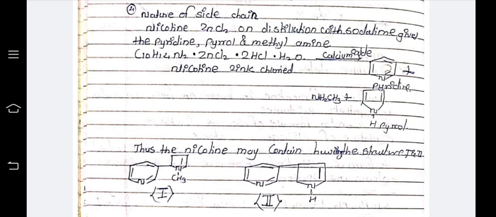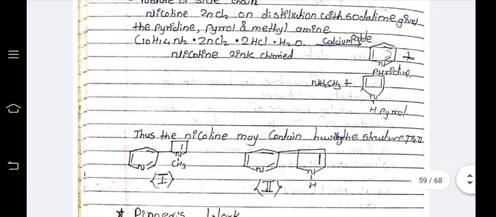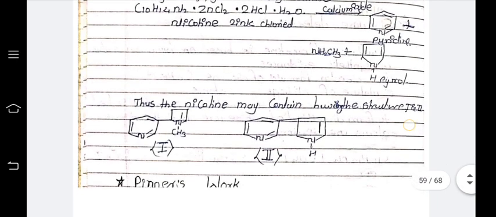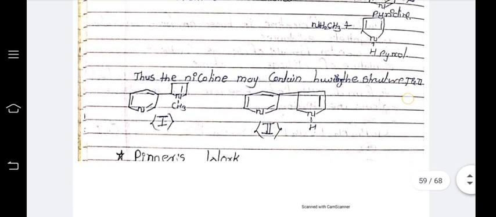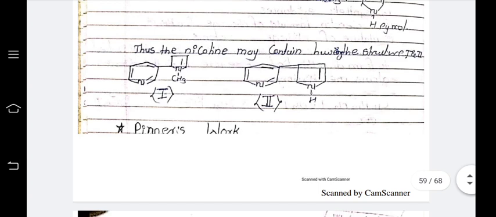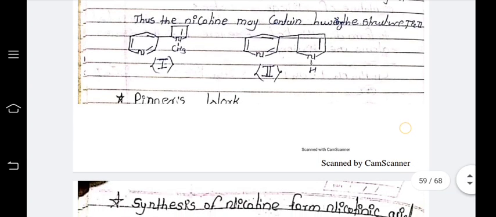Nature of the side chain: nicotine, on distillation with soda lime, gives pyridine, pyrrole and methylamine. Reactions completed, giving the pyrrole. Thus nicotine may contain structure one and structure two.